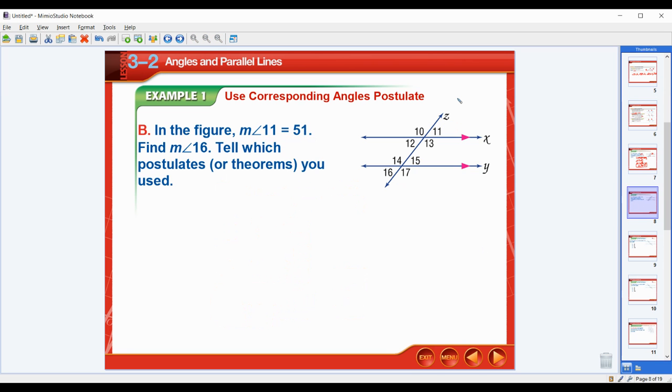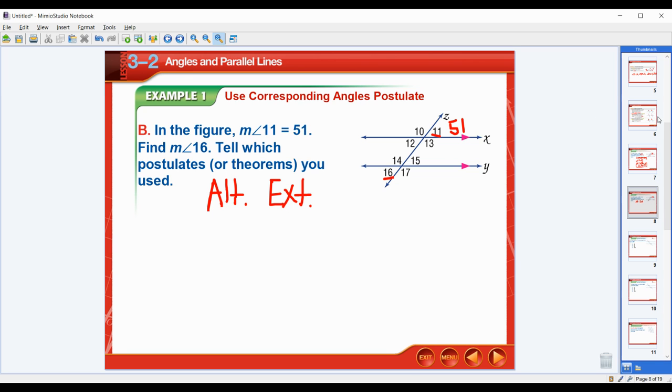All right, let's move on to the next one. So in letter B here, we got angle 11, which is again 51. And we need to find the measure of angle 16, stating which theorem or postulates we used. So again, first thing I want to do is come up with some sort of angle relationship. What is going on between angle 11 and angle 16? Hopefully you guys are able to see these are in fact alternate exterior angles.